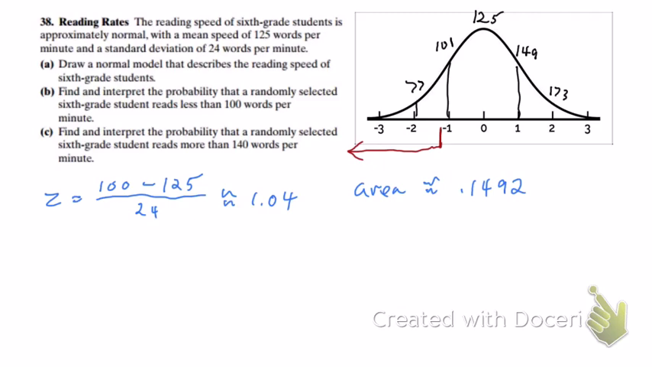Another way of looking at it is, of all the 6th graders that read, about 15% of them read 100 words per minute or less. That's what that means.